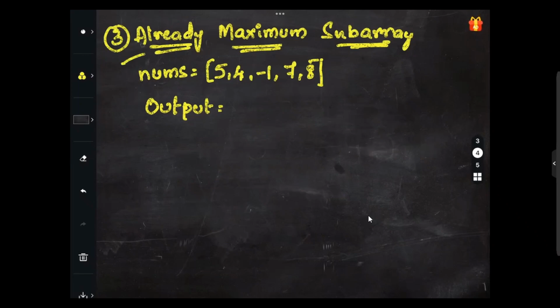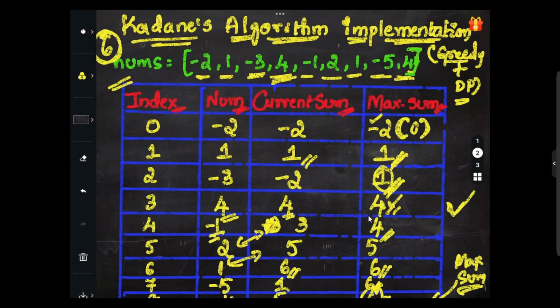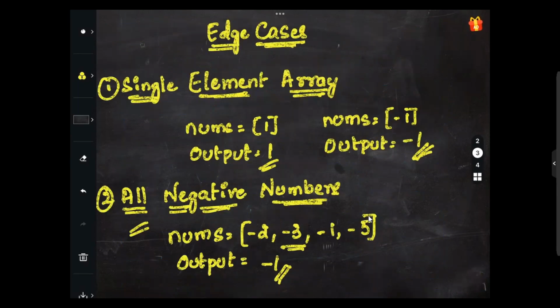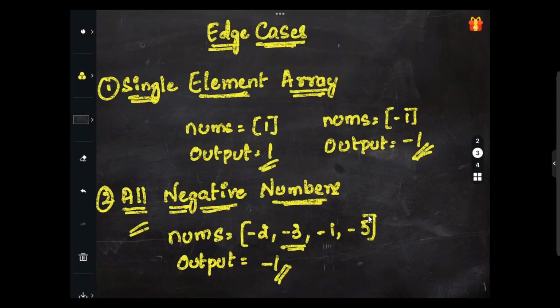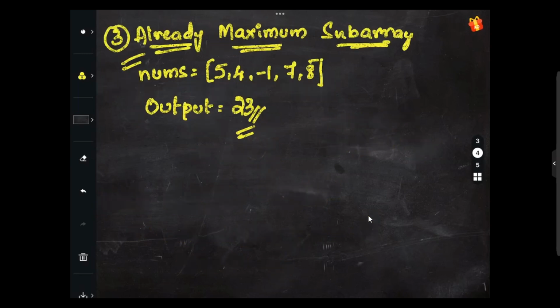The third edge case we have here is already maximum subarray. When I say already maximum subarray, we have 5, 4, -1, 7 and 8. So here the output will be 23. You can just do it in the same way that I showed for example 1 in the approach, if you want to try this. So these are the 3 edge cases that we need to keep in mind: single element array, all negative numbers, and the third one is already maximum subarray, right?